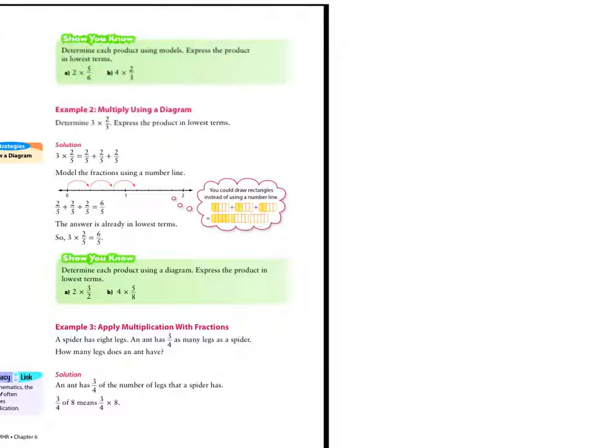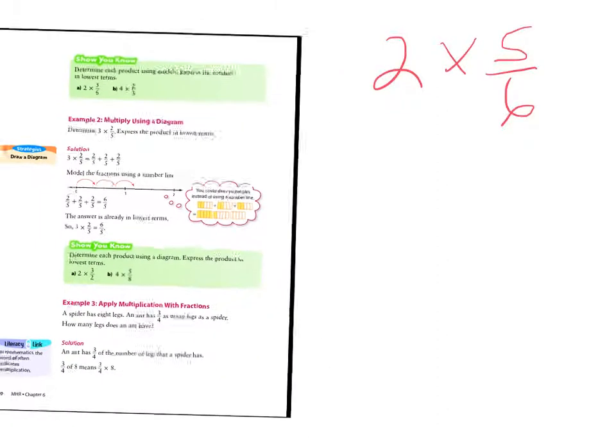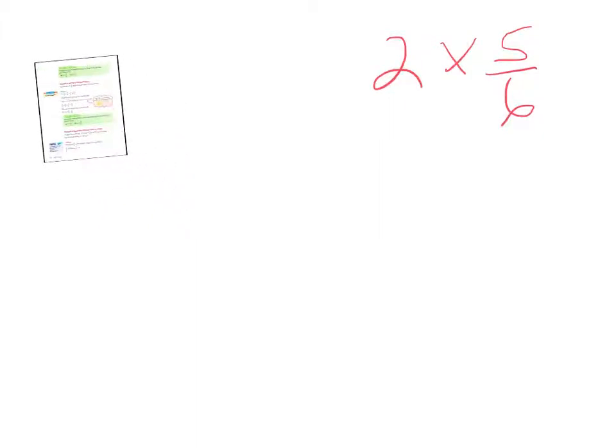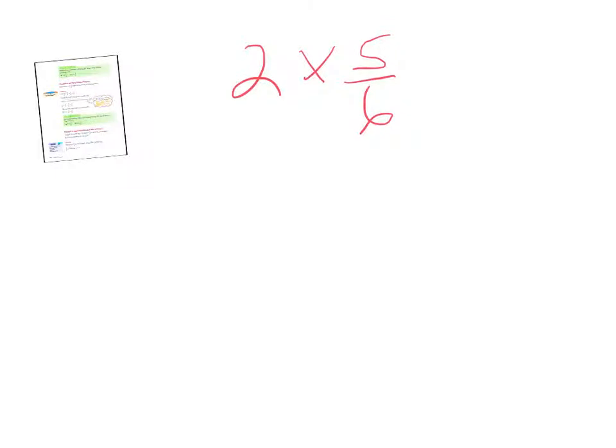Now it's important that you remember that although you might have figured out a mechanical way to do this, we must do it with modeling because that is part of the expectations for the curriculum. Let's do the first one, 2 times 5 sixths. 2 times 5 over 6. And let me just shrink that for now. And we'll try this now. So, 2 times 5 sixths.